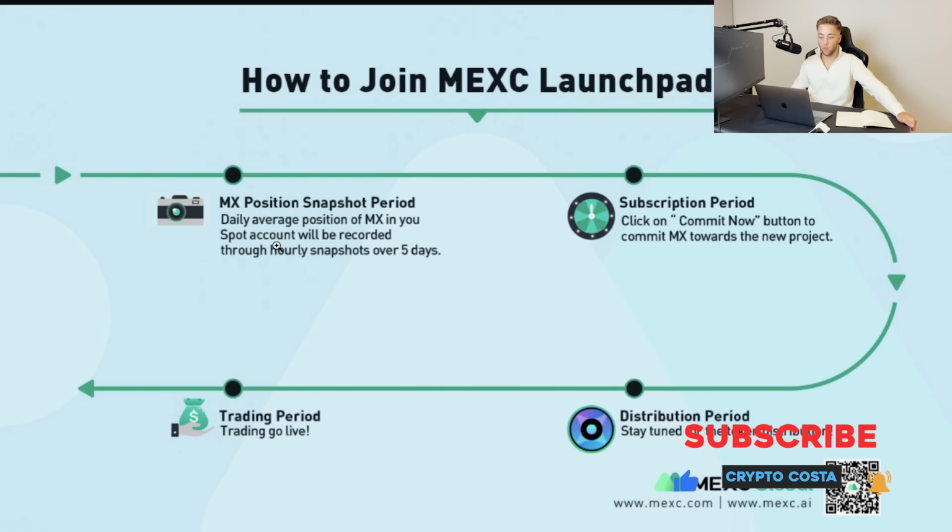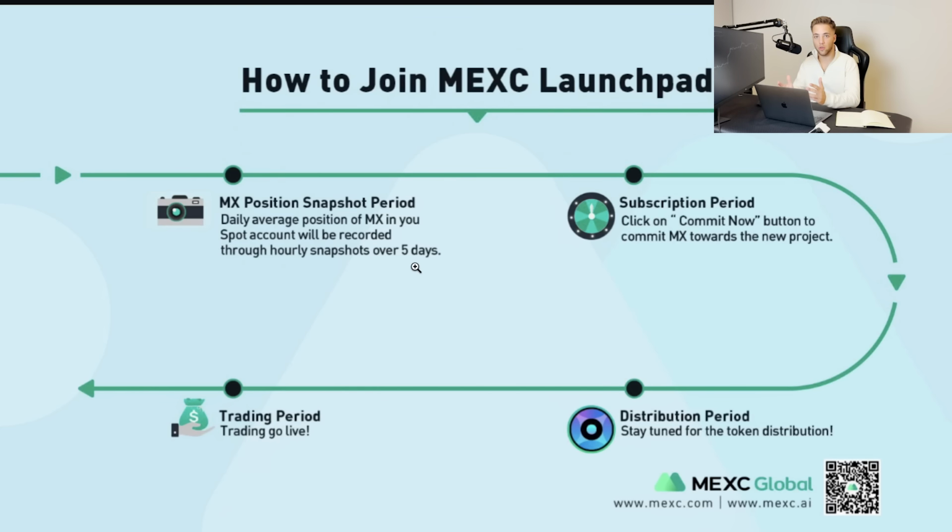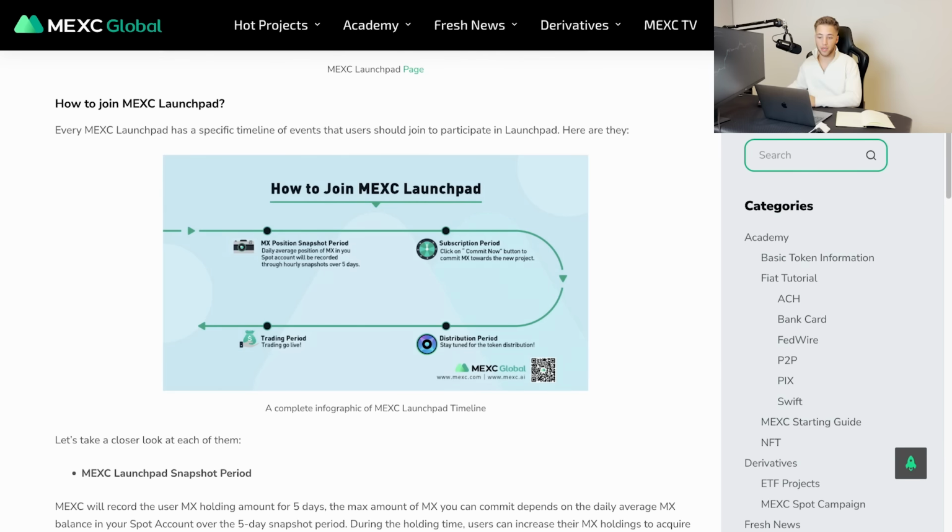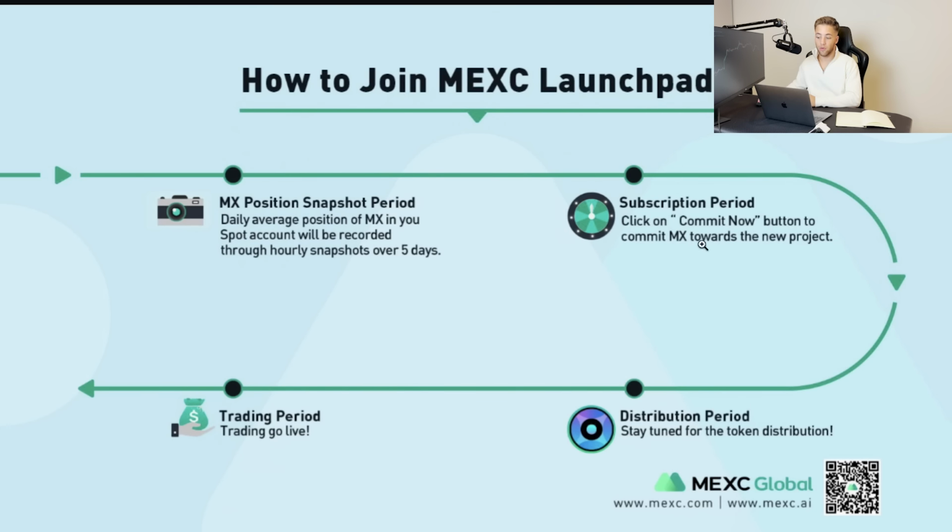Then there is first a snapshot period. Your account will be recorded through hourly snapshots over 5 days. So basically you need to have MEXC tokens in your spot wallet for 5 days. If you have more tokens, you get a bigger reward from the new project. Right, the next period is the subscription period. After these 5 days, you need to go into MEXC Launchpad again and click the commit now button, and then you commit MEXC towards the new project.